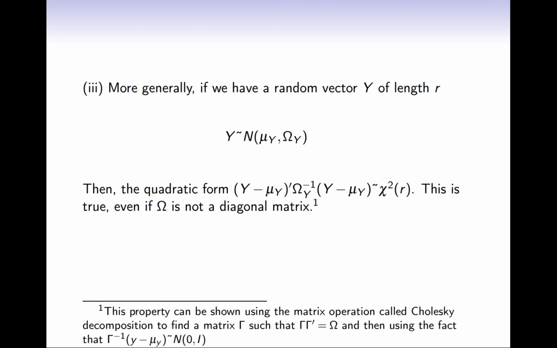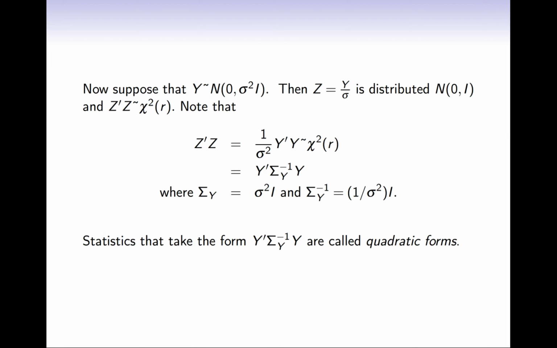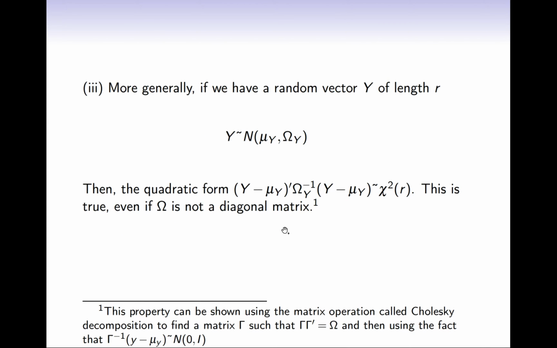And more generally, if you have a y with some mu and it has some general variance matrix, it doesn't have to be sigma squared I, just some general omega, then this quadratic form is going to be chi-square with r degrees of freedom. Where r is again the number of terms, like when you do y prime y. In this more general case, it takes this form, but it's the number of rows of y, basically, that is r.